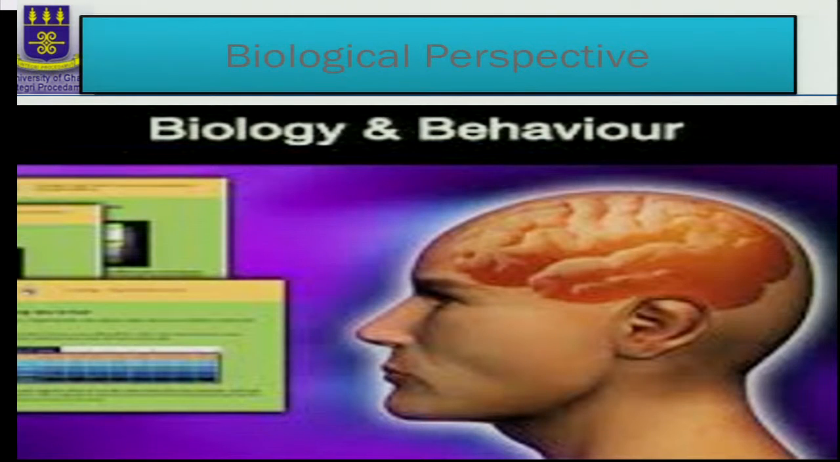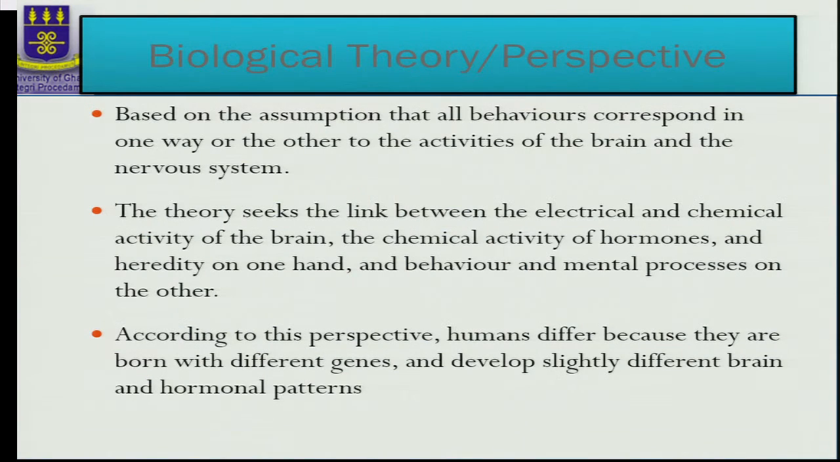So the first one we'll look at is the biological perspective, or biological approach. What do they say about behavior, or how do they try to explain human behavior? The biological perspective is based on the assumption that all behaviors correspond in one way or the other to the activities of the brain and the nervous system. The biological perspective believes that our behaviors are controlled by hormones and things that happen in our brain as well as the nervous system.